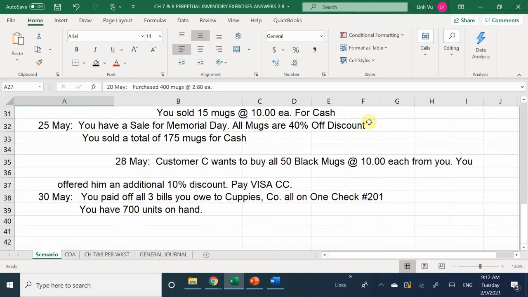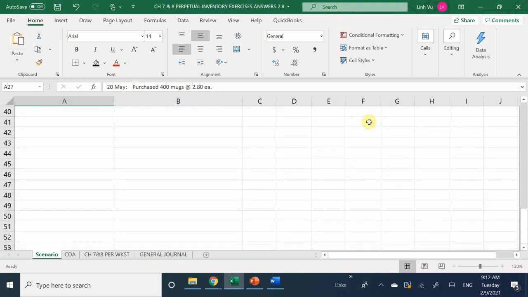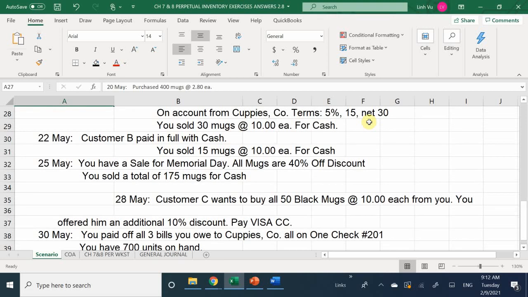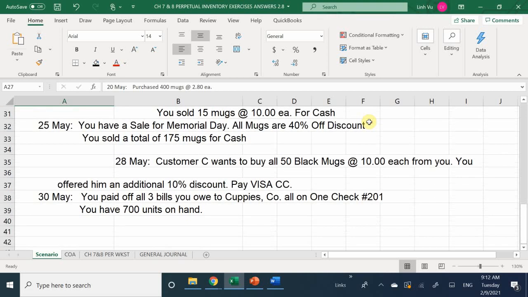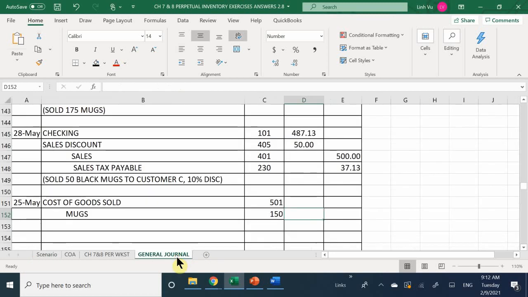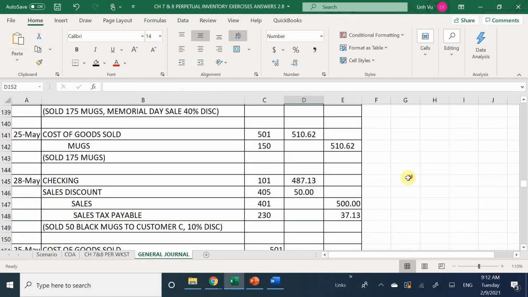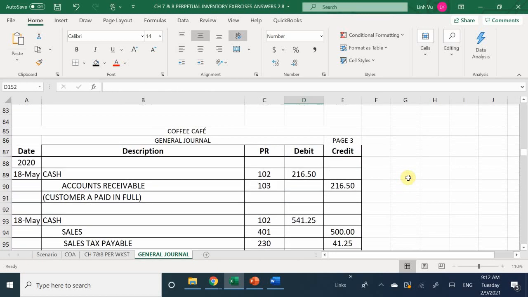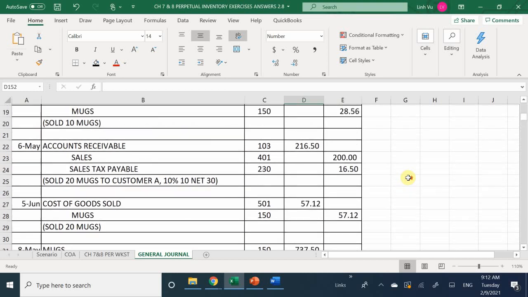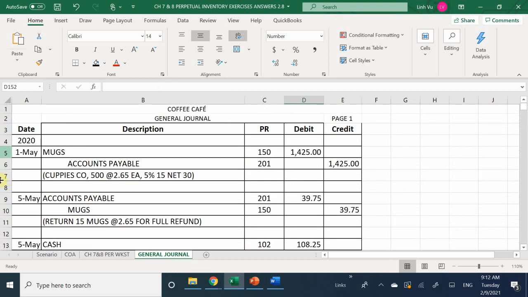Okay, so there's a few things that we have to do. Now it's up to you if you want to separate them and include it into one check. But in this case, we're just going to do it on the side of your journal, because we need to take a look at how much we actually owe Cuppy's Co., because we're paying them all in one bill. So first off, we're going to recognize our first batch right here.